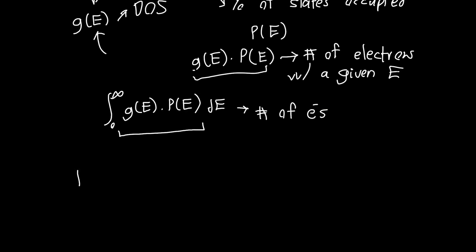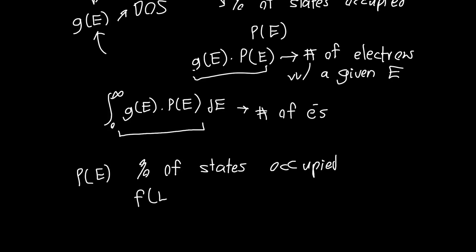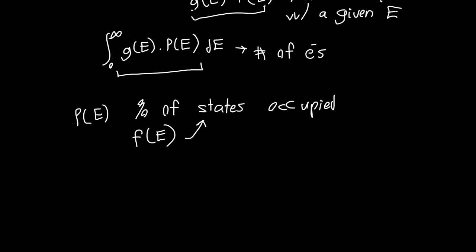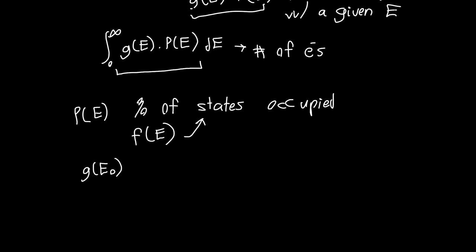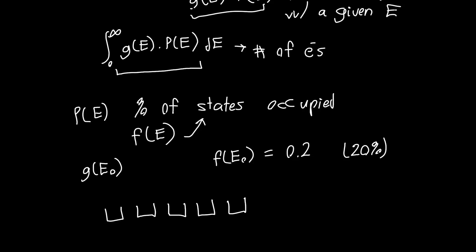And this function, P of E, the percentage of states occupied, this is exactly the same thing as the Fermi function. In fact, that's how it's defined. The Fermi function just gives us the percentage of states that are occupied at a given energy. So, for example, if we say that I've got five states at a given energy E naught, so I'll just draw them here as five buckets, because these are buckets, I swear. And the Fermi function at this energy, or the percentage of states occupied, is 0.2, or 20%. Then we're going to have an electron in 20% of these buckets, or in just one bucket, one fifth. That's just the same thing as 20%.